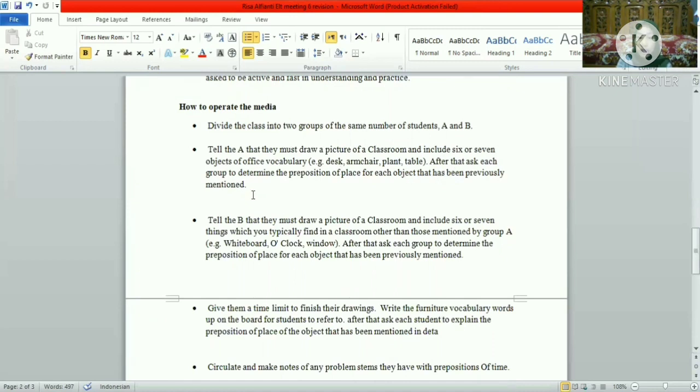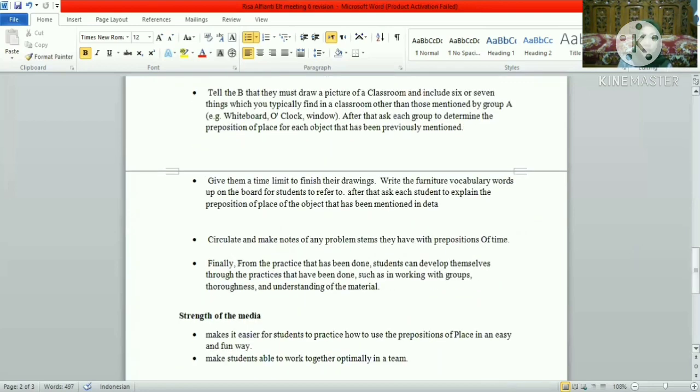After that, ask each group to determine the preposition of place for each object that has been previously mentioned. And then tell B that they must draw a picture of a classroom and include 6 or 7 things which you typically find in a classroom other than those mentioned by the other group. Example, whiteboard, a clock, window. After that, ask each group to determine the preposition of place for each object that has been previously mentioned.